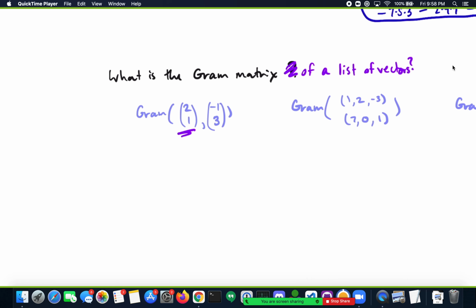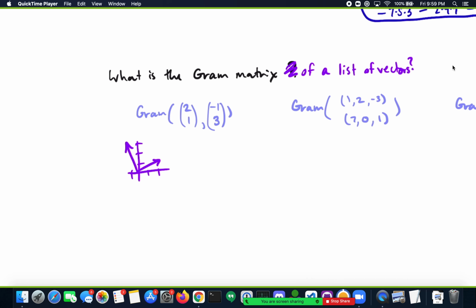So here's a list of vectors. Here's one vector and here's two vectors. Usually I write vectors like this, but for some reason I wrote them as columns here. Anyway, they're just two vectors. We can visualize them. Here's the first vector. Here's the second vector. And yeah, what's their Gram matrix?